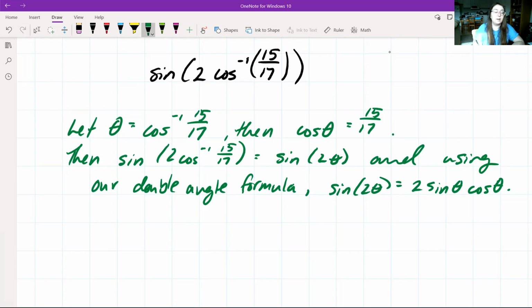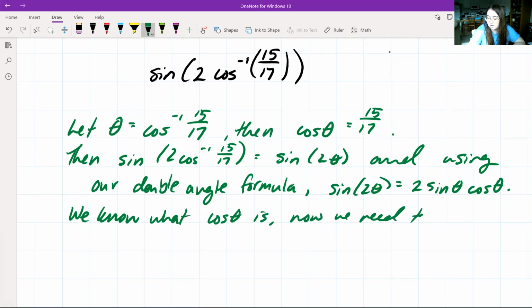We've already found cosine of theta. We stated that since theta is equal to cosine inverse of 15 over 17, then this means that cosine theta is equal to 15 over 17. So we know what cosine of theta is. Now we need to solve for sine of theta.